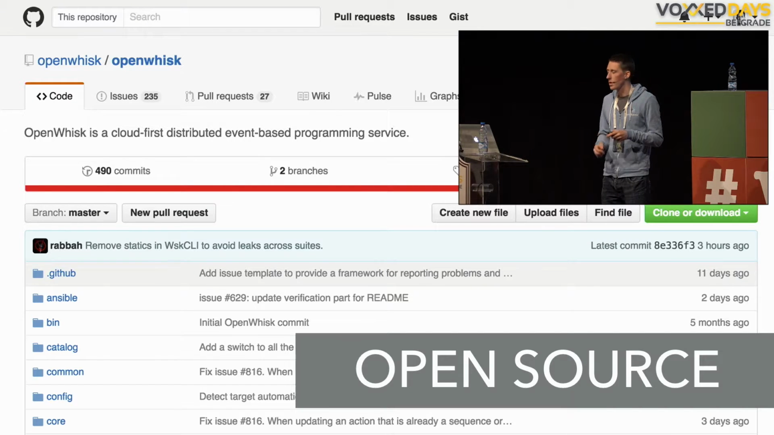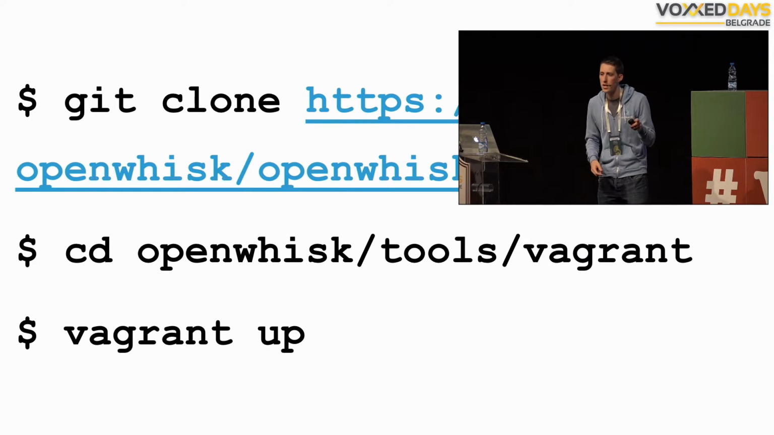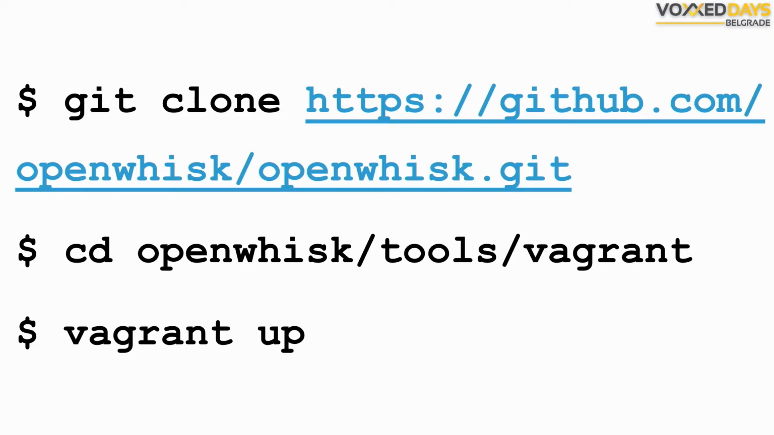So if you want to run this locally, because it's open source, with these 3 commands, you can have the full serverless platform running in your local development environment, right? Check out the code, cd into another directory, and spin up a Vagrant machine, and all of the services will be spun up for you. And this takes around 20 minutes to do the build, but you can have the whole thing running on your laptop.